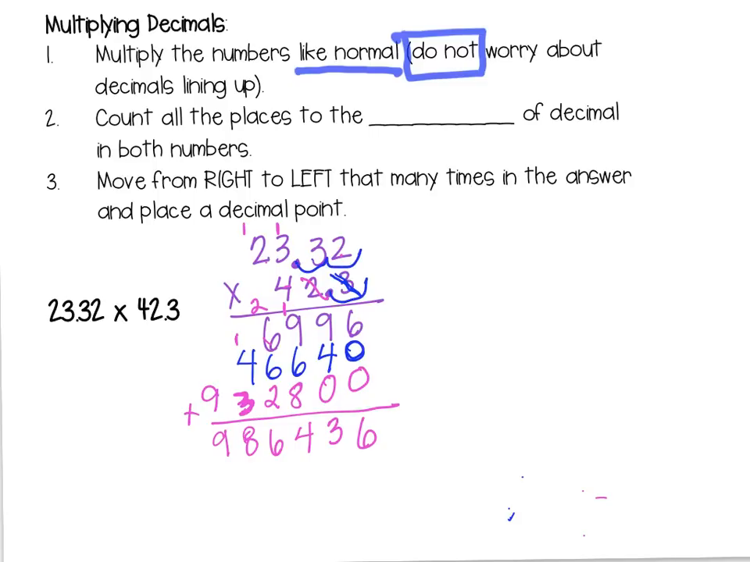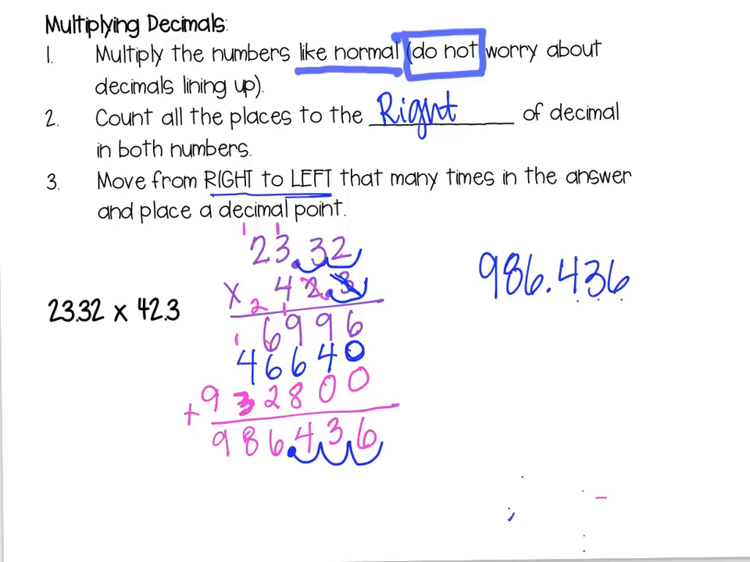1, 2, 3. Okay, start down here. 1, 2, 3. So your answer is 986 and 436 thousandths. Okay, it says count all the decimals to the right in both numbers. Move right to left. So that means right to left. You're starting over here and you're going to the left. See? 1, 2, 3. Then we came down here and we started on the right and moved to the left. Okay, any questions about that? I'm going to give you a second to look over that.